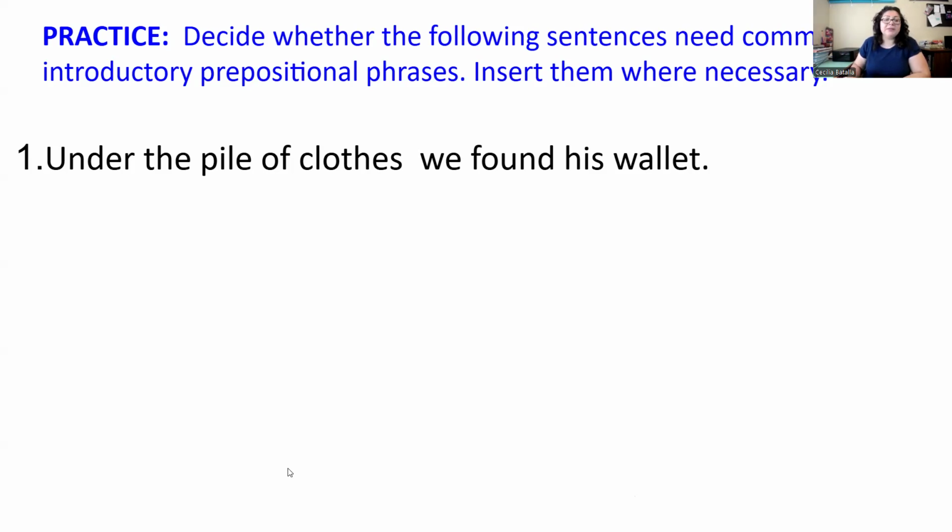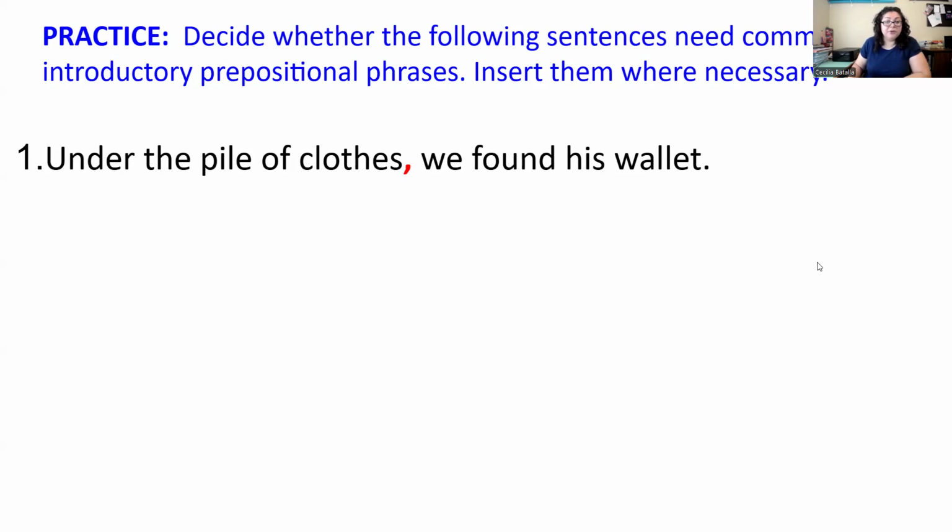So I have a preposition, under the pile of clothes, we found his wallet. I kind of want to pause right there. And I also noticed this is a complete sentence. We found his wallet. So I definitely need a comma there. I'm also going to make sure I have 5 words. 1, 2, 3, 4, 5. So that is needing a comma. So we're going to add that comma right there.